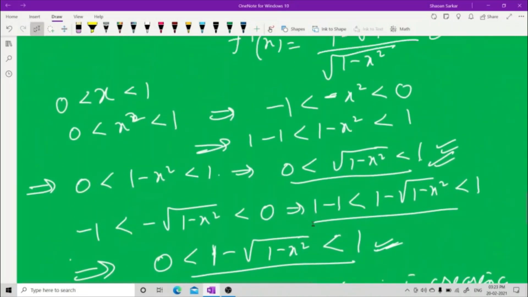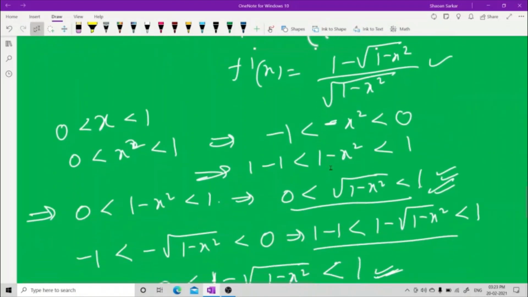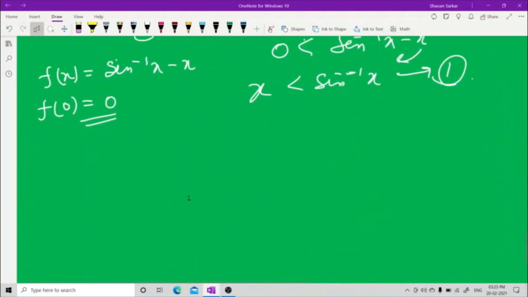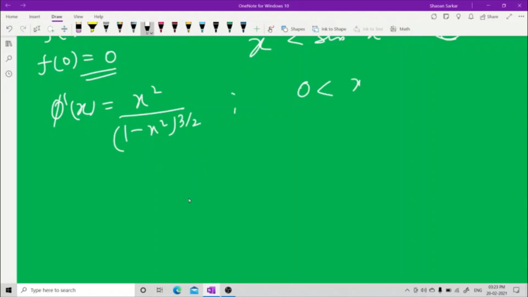This is equation number 1. Now let us come to phi dash x. What is phi dash x? We already know that 1 minus x square is greater than 0 but less than 1. Phi dash x was x square upon (1 minus x square) to the power of 3 by 2. Now you already know that x is less than 1, so x square is less than 1.